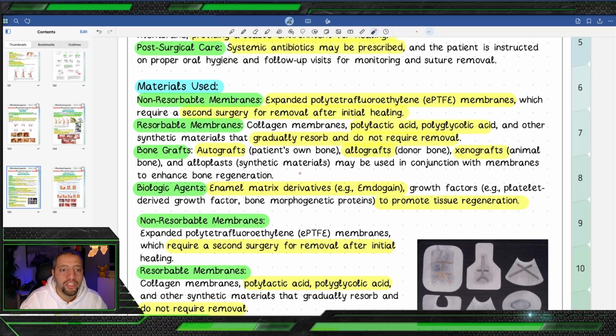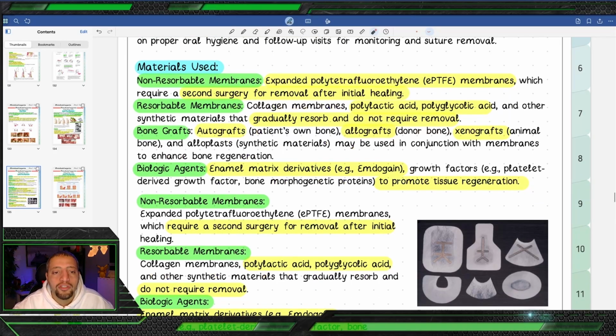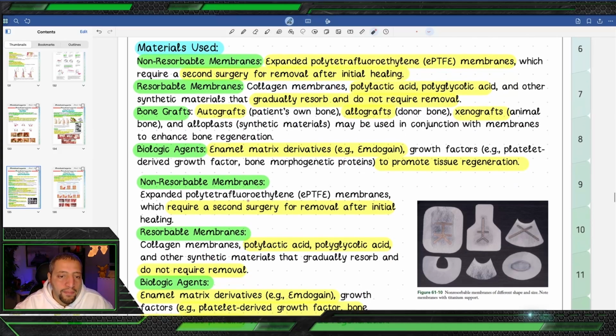And this is why, in the question here, you're going to pick membrane, because GTR can be used with a bone graft or without a bone graft, but the membrane is the main material we are going to use for such a condition. And then sometimes we use biological agents like enamel matrix derivatives or enamel matrix protein, called Emdogain, growth factor, platelet-derived growth factor, or bone morphogenetic protein to promote tissue regeneration.